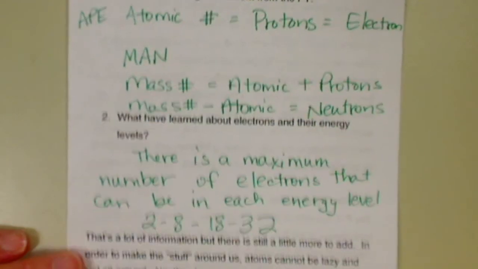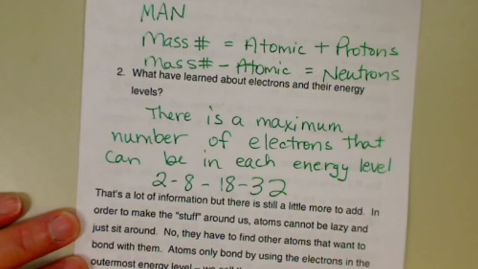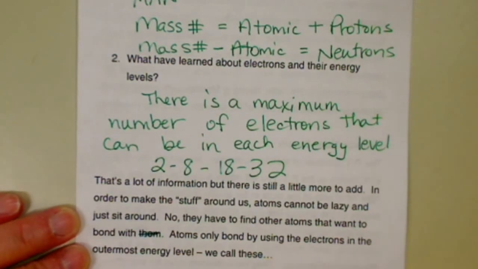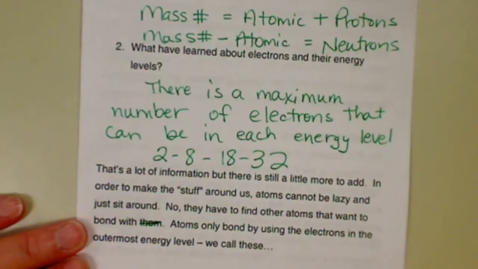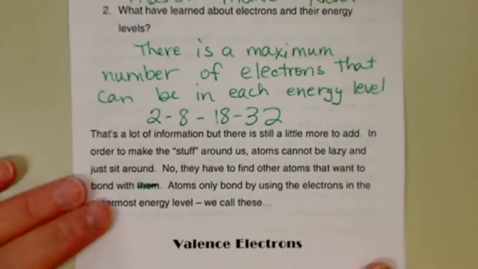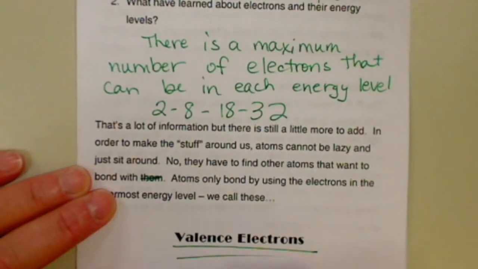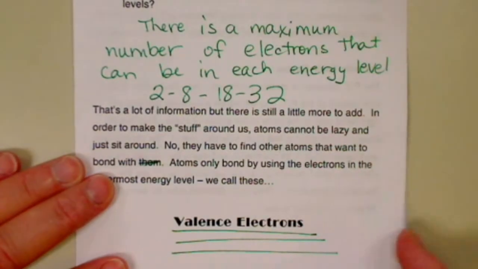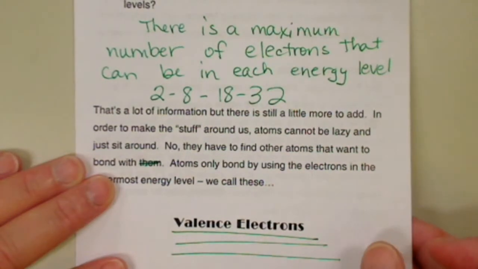All right, that's a lot of information, but there's still a little bit more to add. In order to make the stuff around us, atoms cannot be lazy and just sit around. No, they have to find other atoms they want to bond with. Atoms only bond by using the electrons in the outermost energy level, and those electrons are called valence electrons. These are the electrons in only the outer energy level.